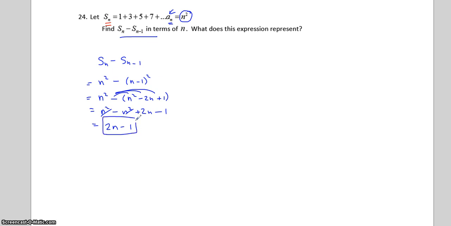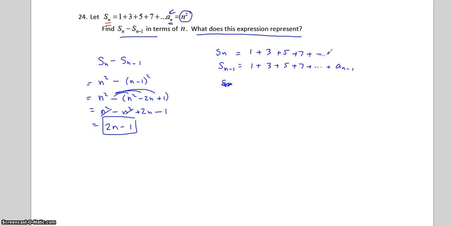So that is what this difference equals. Now the meaning behind what we just did: what does this expression represent? Well, let's write some terms out and think about what that means. S of n minus 1 is going to be 1 plus 3 plus 5 plus 7 plus dot dot dot plus a sub n minus 1. That's going to be the (n minus 1)th term. S of n is going to be 1 plus 3 plus 5 plus 7 plus dot dot dot. That (n minus 1)th term is going to be there, but also there's going to be the nth term there.